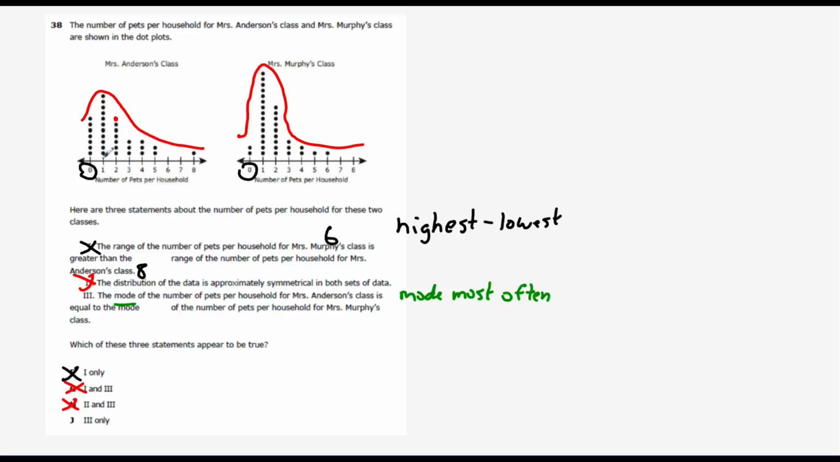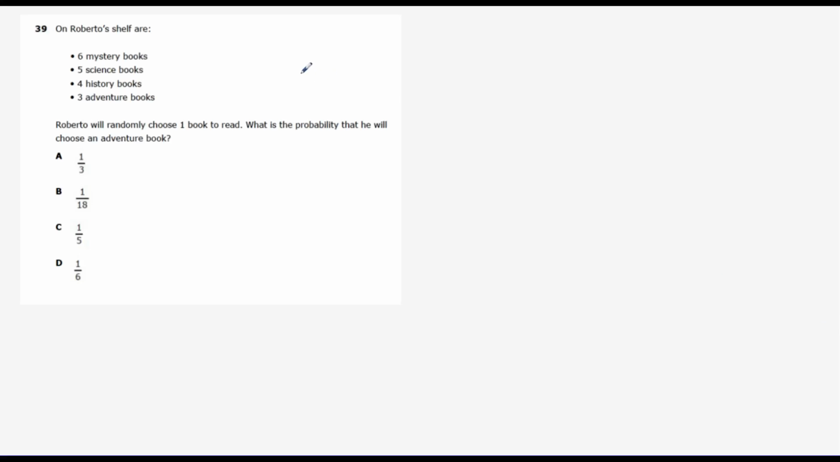So what's the most common number of pets? Which would be the tallest part here, which is 1 pet for Miss Anderson's and 1 pet for Miss Murphy. So is it the same? Yes, it is. So the statement's true. So it's got to be J. Okay. Alright, number 9. Robert Shelf.